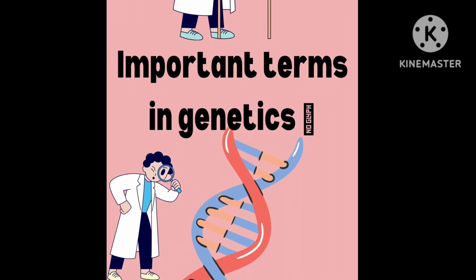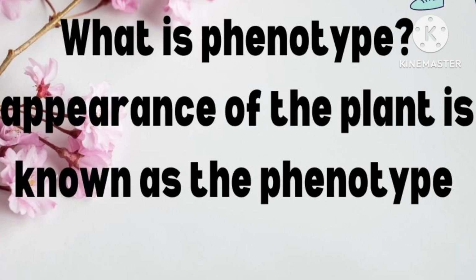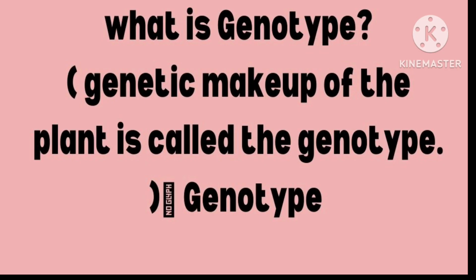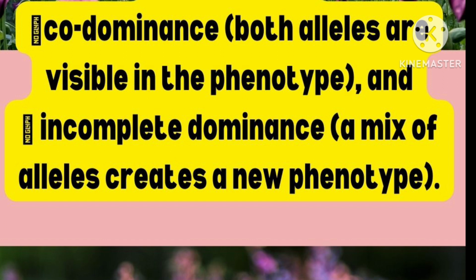Some important definitions: homozygous and heterozygous. When the two alleles are the same, they are known as homozygous. When both alleles are different, they are known as heterozygous. Phenotype: the appearance of the plant is known as phenotype, and the genetic makeup of the plant is known as genotype. Dominance pattern: in complete dominance, only the dominant allele appears in the phenotype. In codominance, both alleles are visible in the phenotype, and in incomplete dominance, a mix of alleles creates a new phenotype.